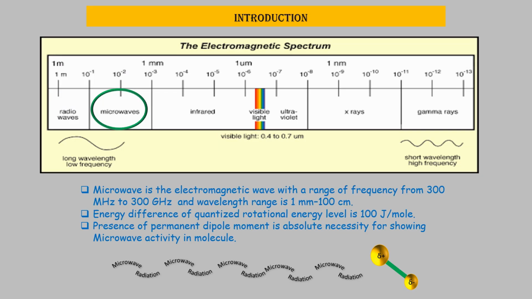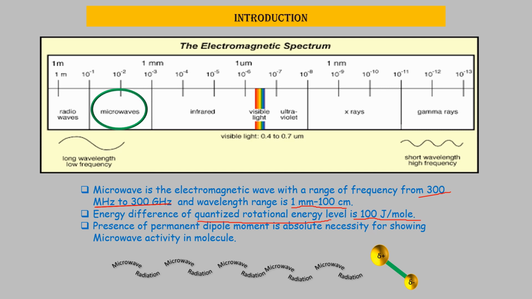Before we start, we need to know some basic criteria of microwave radiation. Its frequency range varies from 300 MHz to 300 GHz and wavelength range is 1 mm to 100 cm. This microwave radiation is important in molecular spectroscopy as the separation between the quantized rotational energy levels of molecules is of the order of 100 joule per mole, which is the energy related to microwave radiation.